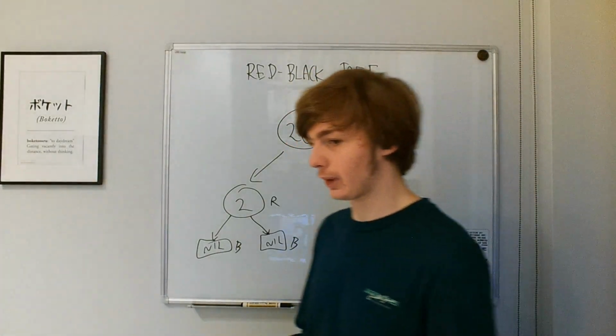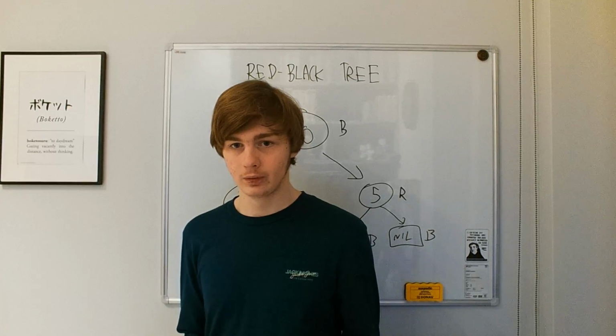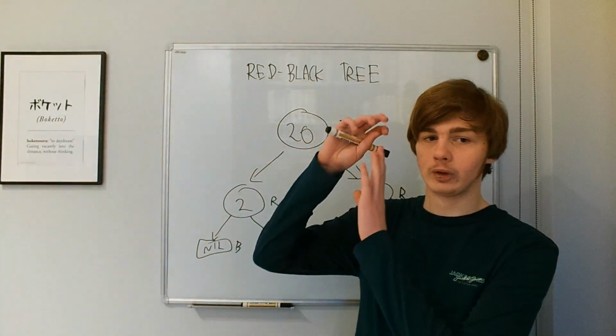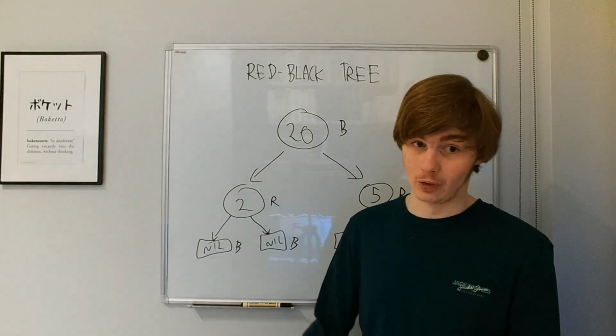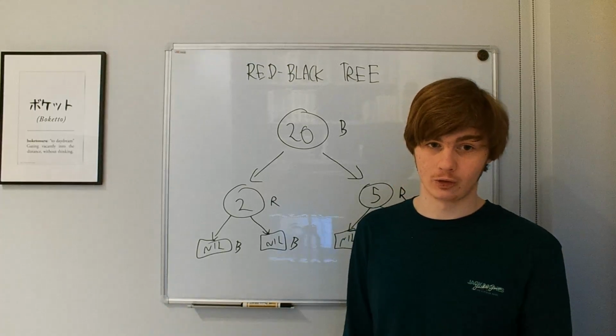You could basically spam red children, and when you take the path from the root, obviously it would only go through red children, so it would go through the same amount of black children.